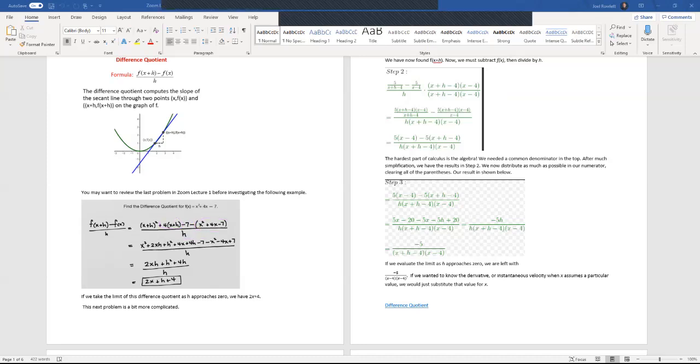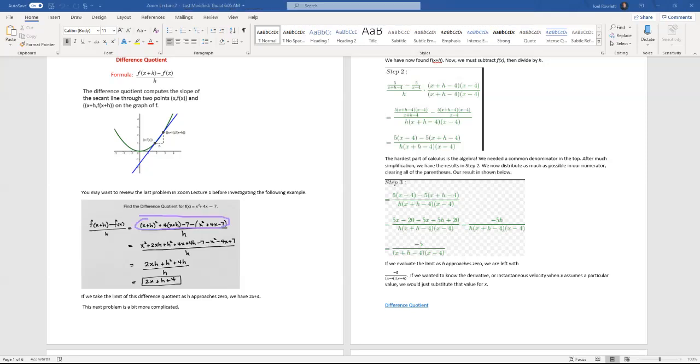So at this point, all they have done is they have taken this entire numerator and they have simplified it, meaning they have cleared out all of the parentheses to give us this numerator here. And of course, don't forget, we always divide by h.